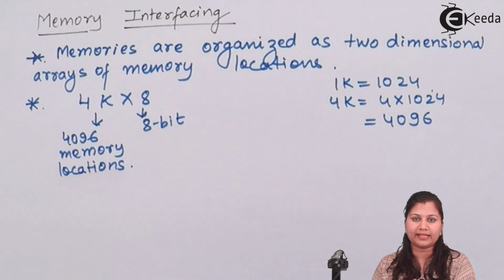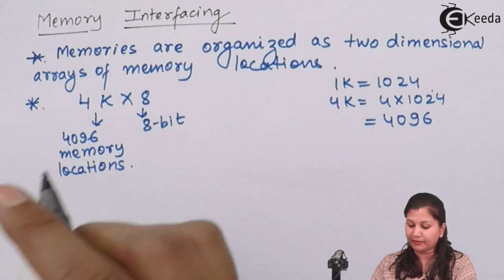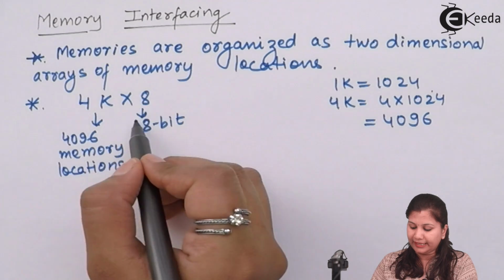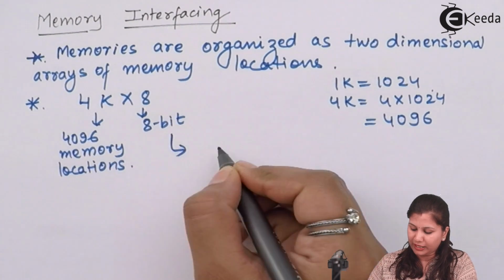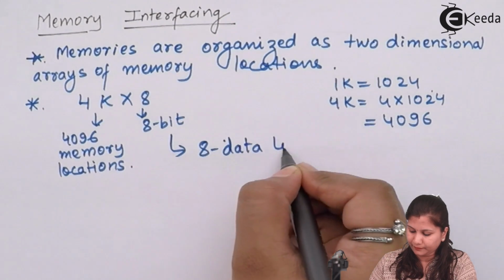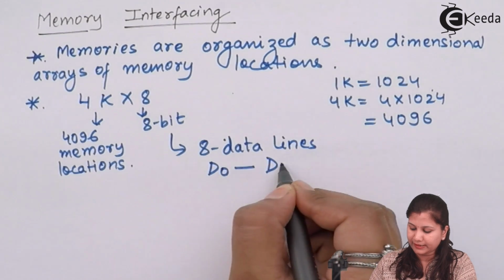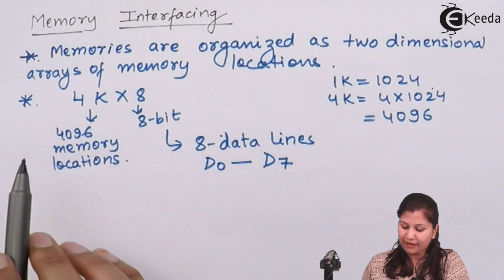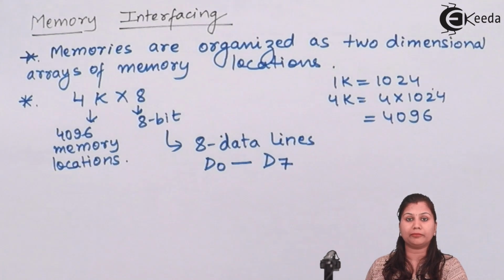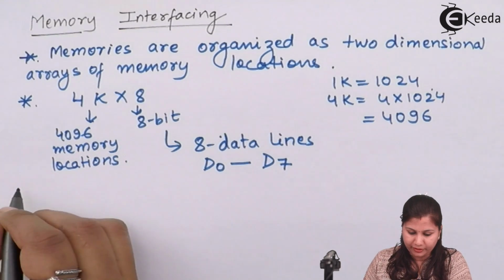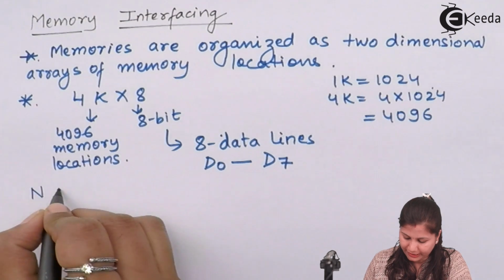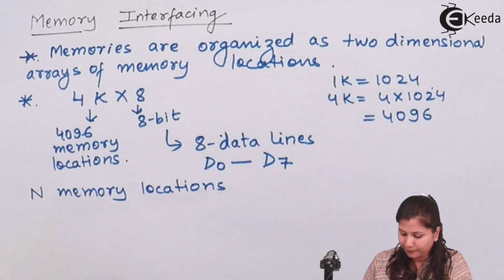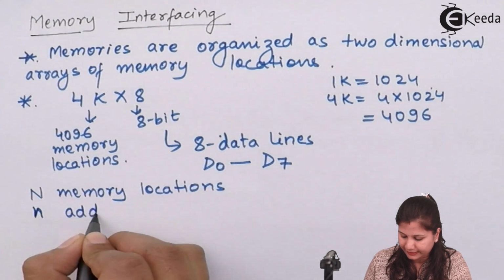Now to address these 4096 memory locations, we will require address lines, and because each memory location stores 8 bits of data, we will require data lines. This 8 indicates the number of data lines, so it will have 8 data lines, from D0 to D7, required to store the 8-bit data. Now we have 4096 memory locations. How will we determine the number of address lines using this information? Here we can find this out if we have n memory locations, and suppose the device has small n address lines.